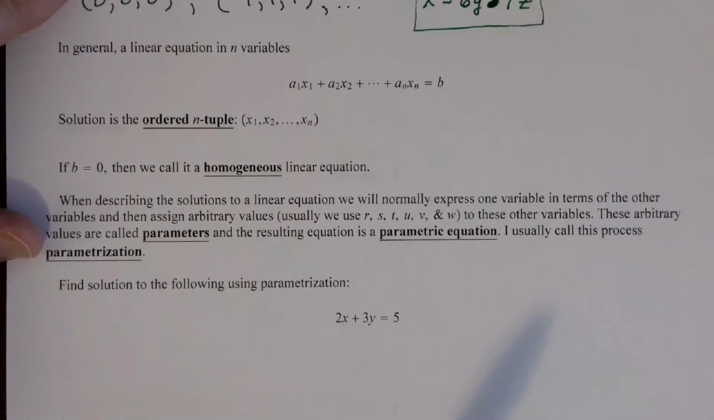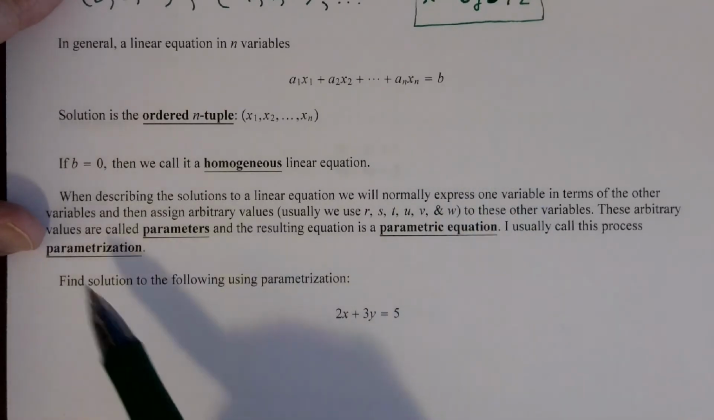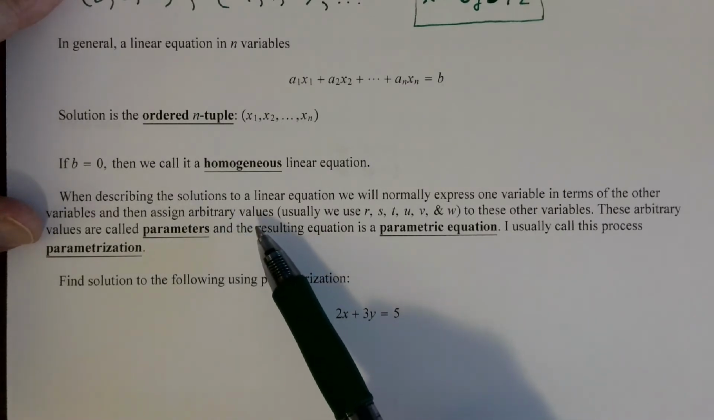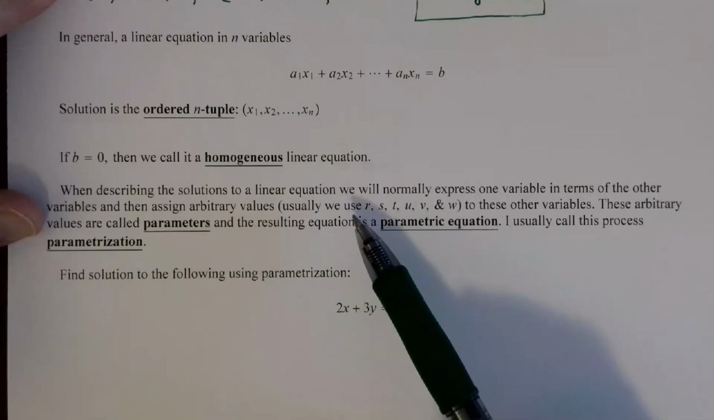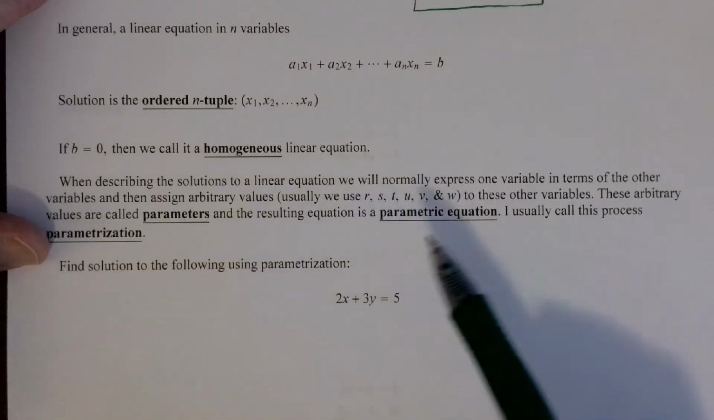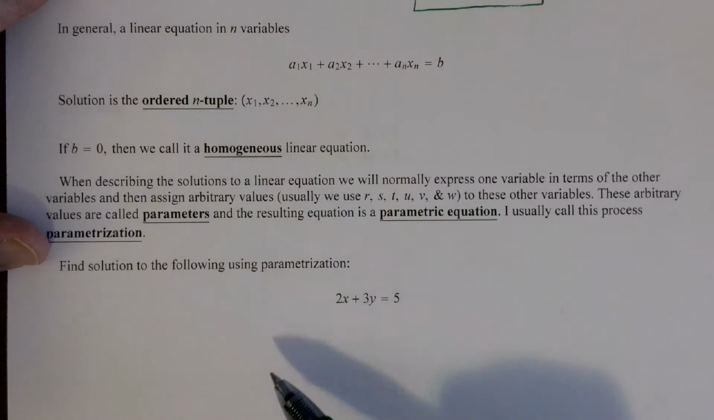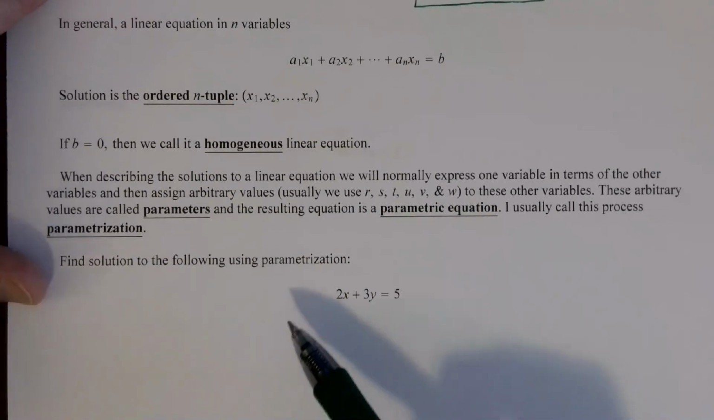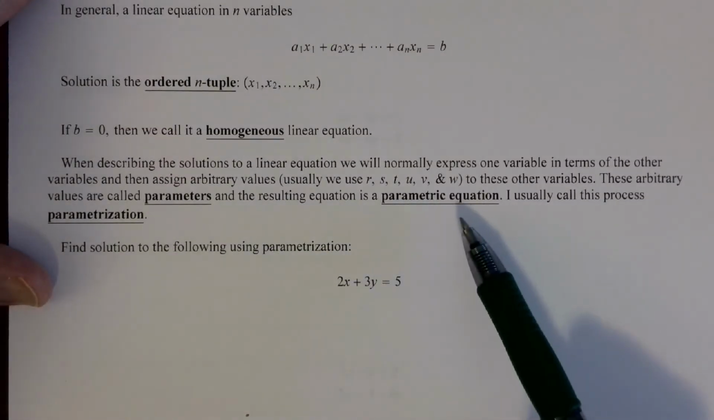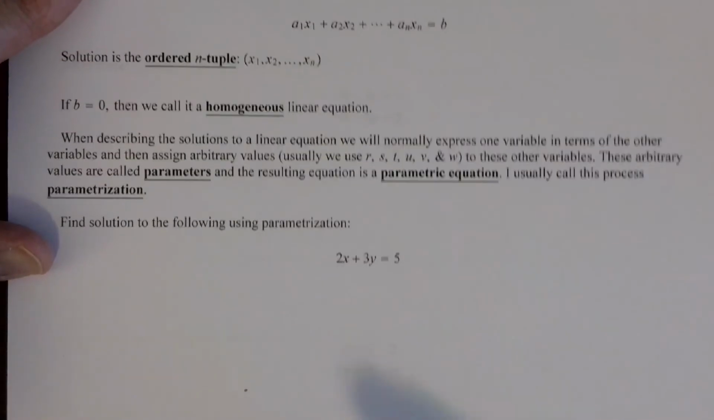Now, when we are describing solutions to a linear equation, like we've done above, we will normally express one variable in terms of the other variables and then assign arbitrary values. Okay, and these arbitrary values are what we call parameters. And the letters we use typically for parameters are listed here: r, s, t, u, v, and w. We can use other things. Typically our variables are x, y, or z, or x1, x2, and so on, but we like to use these letters for the parameters. Okay, the process of writing the solution in this manner results in parametric equations, or I call this process parameterization. So if you ever hear me say parameterize something or write the solution in a parameterized way, that's what we're talking about.